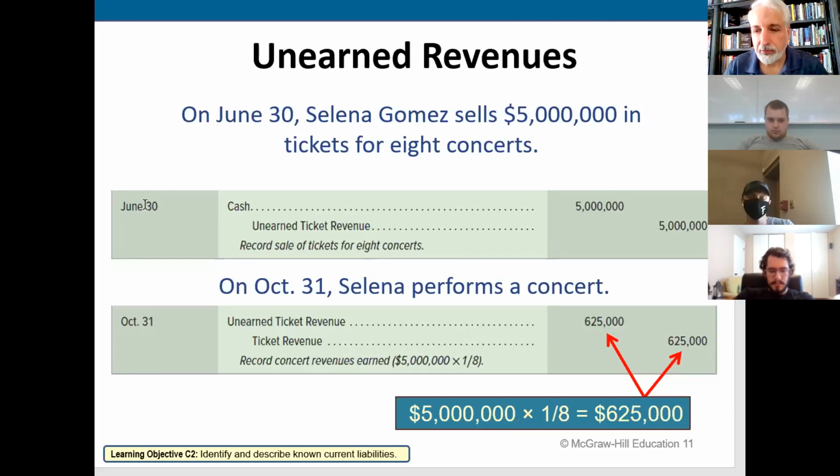Here are our unearned revenues. We've seen this before. You go in and say, oh, I've got unearned revenue. I've got concert tickets, and in this case there are 8 concerts that we're selling, but we haven't had one yet. Every time we run a concert, we're going to take 1/8 of that $5 million, which is $625,000, out of the unearned ticket revenue, which is now earned, and put it into ticket sales revenue on the income statement. We're transferring it from the liability, the unearned revenue, down to an income statement account called revenue. Any questions? Are we all on the same page so far?